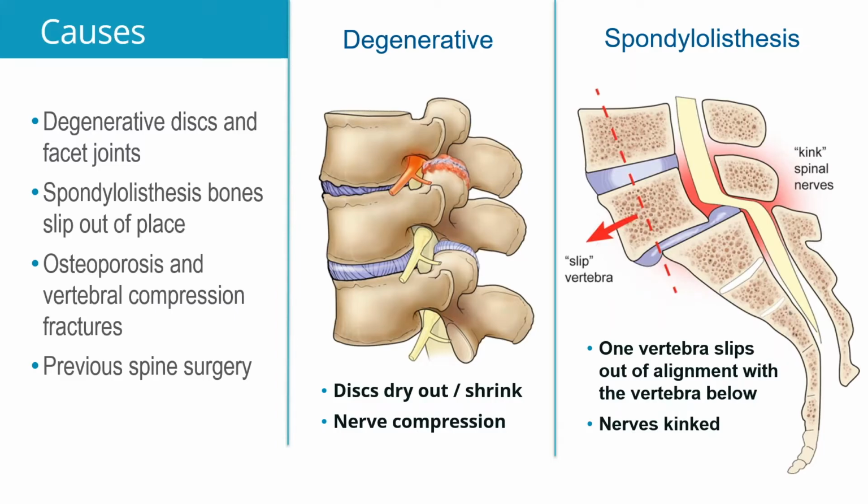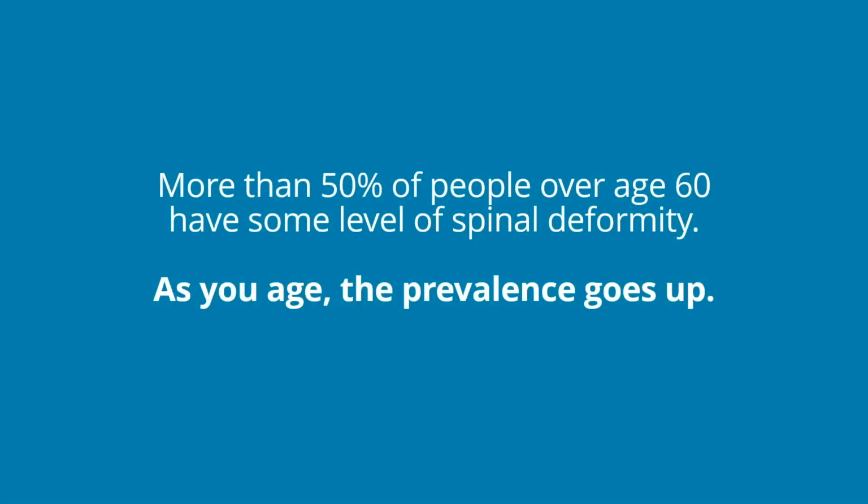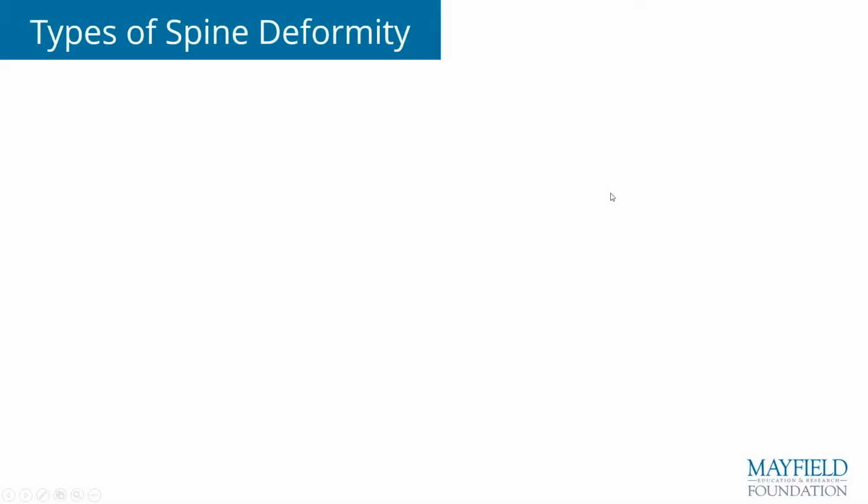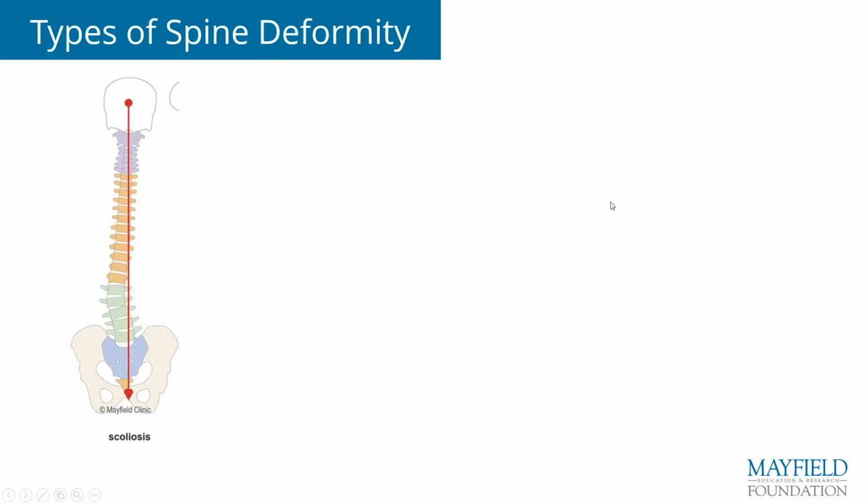Actually, over 50% of people who are over the age of 60 have some level of spinal deformity, and as we age, that prevalence goes up. It's almost like we come out of the womb tucked in the fetal position, we learn to stand up straight, we live our life, walk around, and as we age, it's almost like we're regressing back to that fetal position as we're hunched over. So what are the different types of spinal deformity?